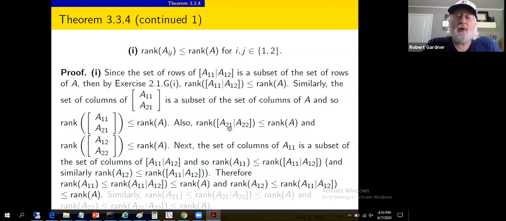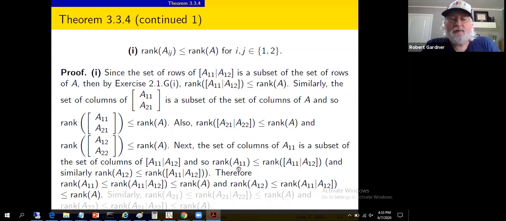Okay, as argued above, that means the rank of A11 is less than or equal to the rank of the same bunch of columns with these extra columns thrown in. Similarly, for the rank of A12. So we're looking at the bottom half in this. So let's see, we can string this together.